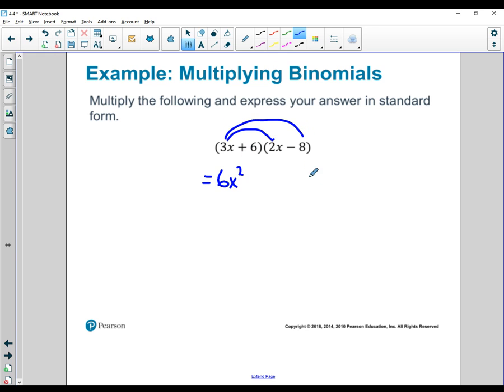Now I need to make sure it hits the negative 8. So 3x times minus 8 is going to be minus 24, 3 times 8, and then we have that x here. Okay, now this 3x has hit everything in the other one, so now we move on. This 6 times this 2x is going to be plus 12x, and then this 6 times this negative 8, a positive times a negative is negative 48. It is 48, yes.